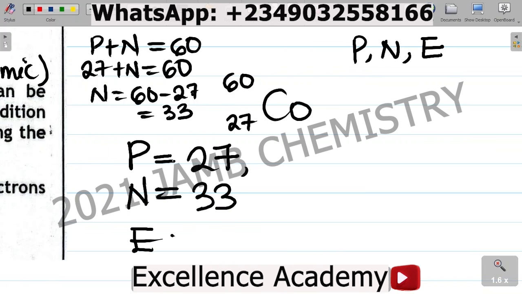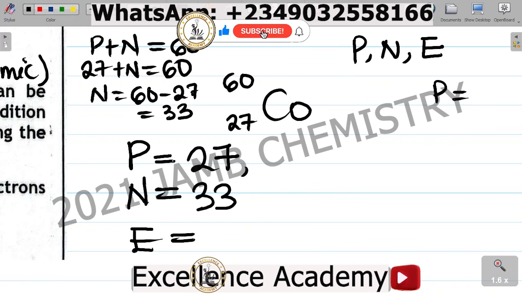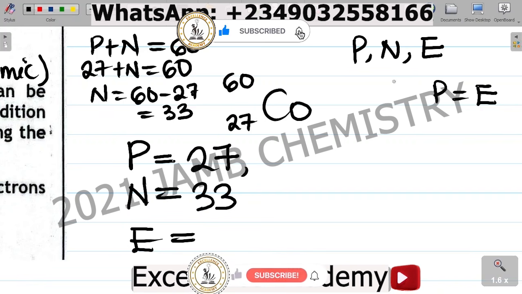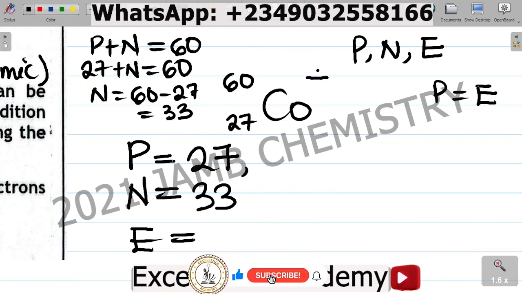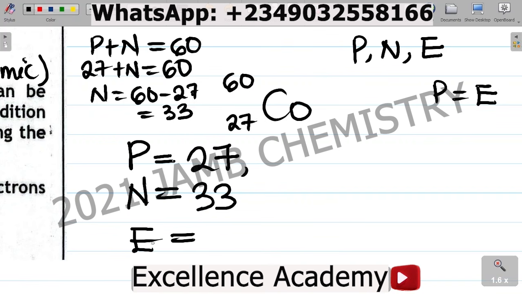Finally, for electrons, again, you want to note that for a neutral atom, the number of protons is equal to the number of electrons. How do I know that this particular atom is neutral? The atom does not have a negative or positive sign. So whenever you have an atom that does not have either a negative sign or a positive sign attached to it, it is simply a neutral atom. And for a neutral atom, the number of electrons is equal to the number of protons. And since we have the number of protons at 27, this is equal to 27.